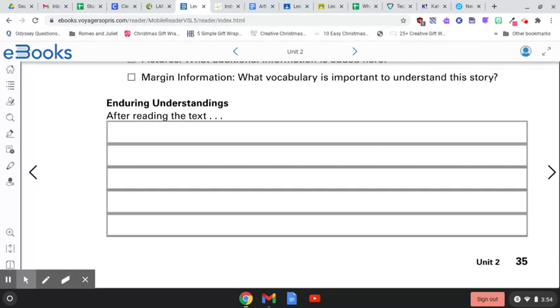So, what did you end up writing for your enduring understandings? Why do you think the author wrote this passage? Was he successful in his purpose?